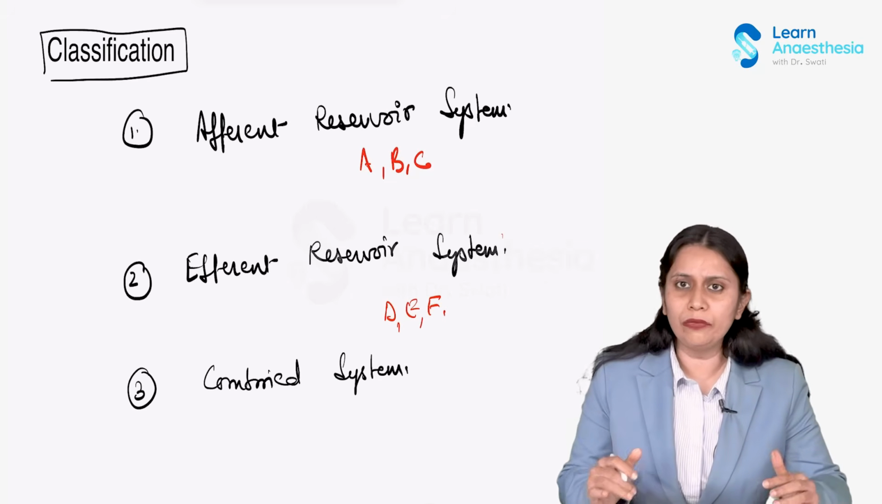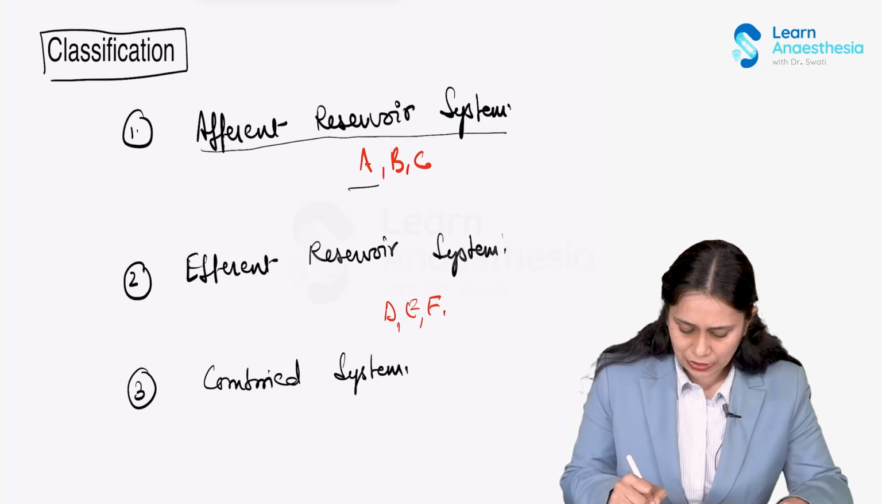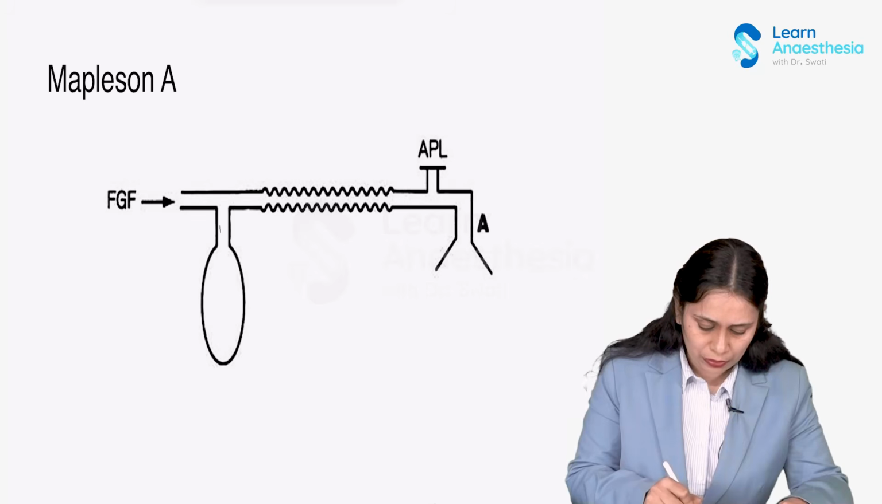Okay, so this is how we will discuss them. Let us start our discussion with the afferent reservoir system. Start with Mapleson A, the first Mapleson circuit. So this is the Mapleson A circuit.